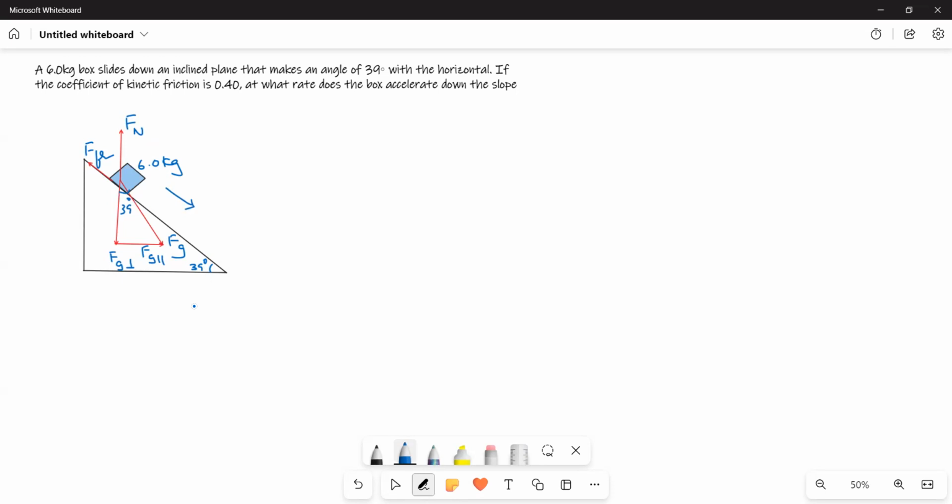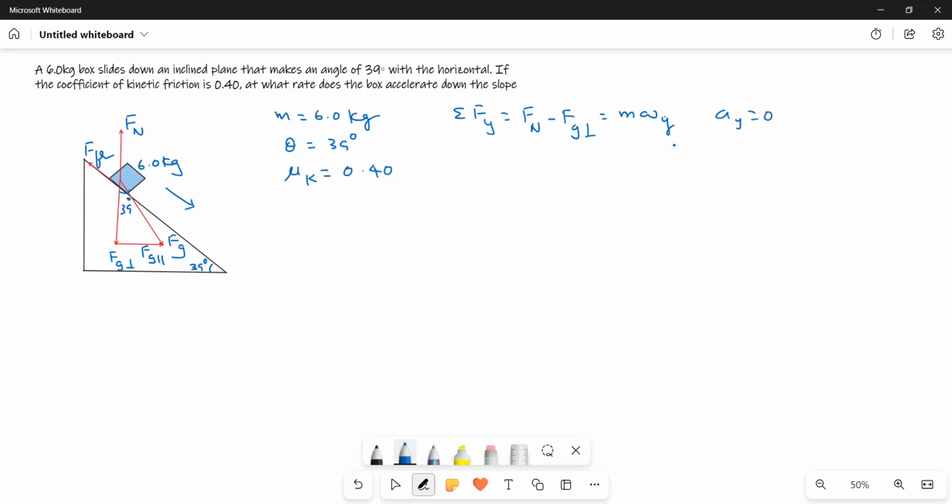Now we will write the force equation. According to the force equation, we will write the first, sigma Fy. Here m is equal to 6 kilograms, and theta is equal to 39 degrees, and the coefficient of kinetic friction is 0.40. So to find the friction, sigma Fy is equal to Fn minus Fg perpendicular is equal to Ma.